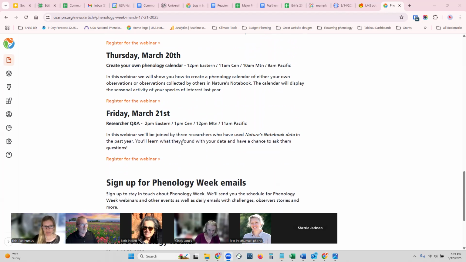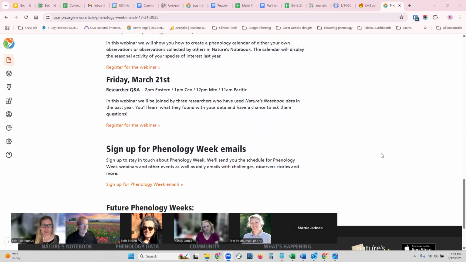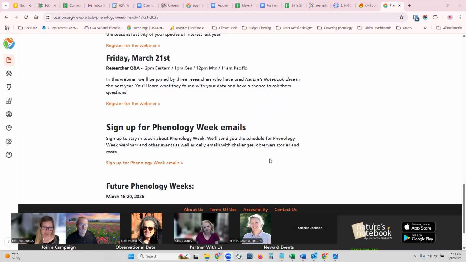And then Friday, we have three researchers who have actually used Nature's Notebook data, so data collected by observers like you in the last year. They're going to be talking about their research and what they found from the Nature's Notebook data. So you can register for any of those. You can also sign up for email so you can get reminders about when all this stuff is happening.